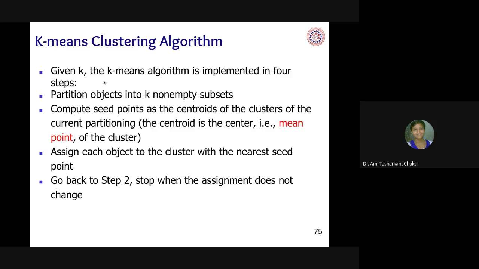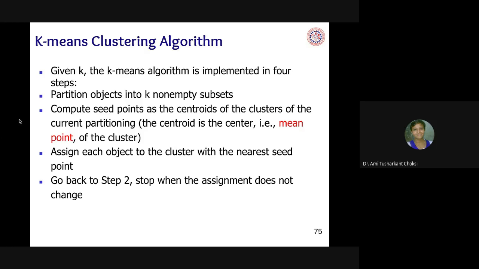One way you can say that it is given, but the other way you can say that you are having the limitation, that is, whatever is specified k, with that only we have to work, right? But that is what is the case. Fine. Okay. So given k, the k-means algorithm is implemented in 4 steps.